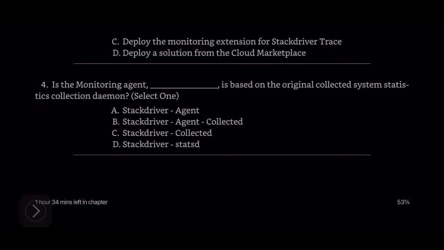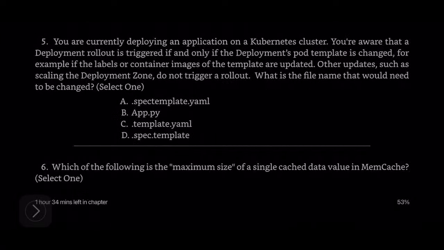5. You are currently deploying an application on a Kubernetes cluster. You're aware that a deployment rollout is triggered if and only if the deployment's pod template is changed. For example, if the labels or container images of the template are updated. Other updates, such as scaling the deployment, do not trigger a rollout. What is the file name that would need to be changed? Select 1. .spec.template YAML, app.py, .template YAML, .spec template.